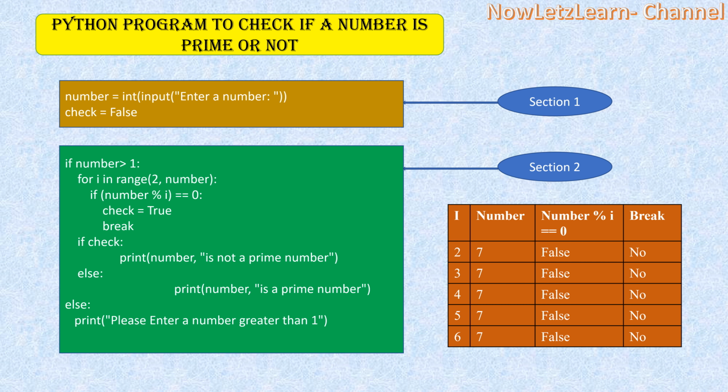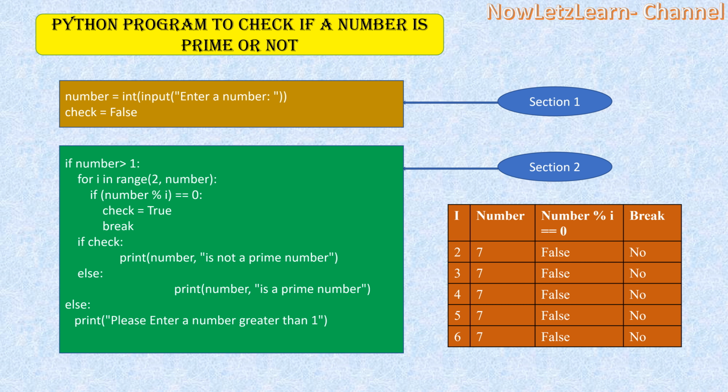It will go on for 4, 5, 6, and at 6, 7 divided by 6, is the remainder 0? No. And so the check value does not get updated to true. It always remains false in this case. Okay, so now the for loop is completed. From 2 to 6, you can see the Excel sheet for your reference on what is happening in the background.